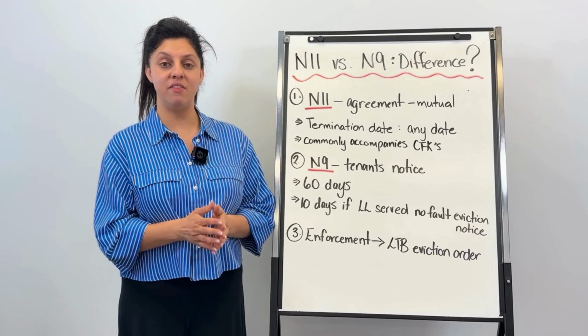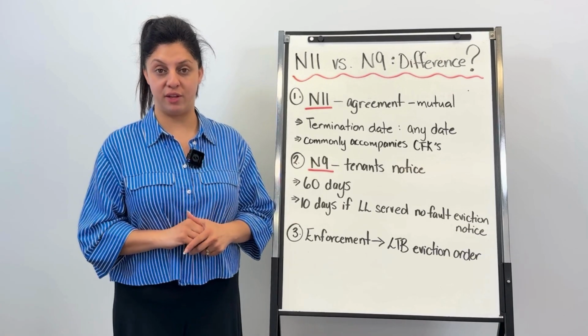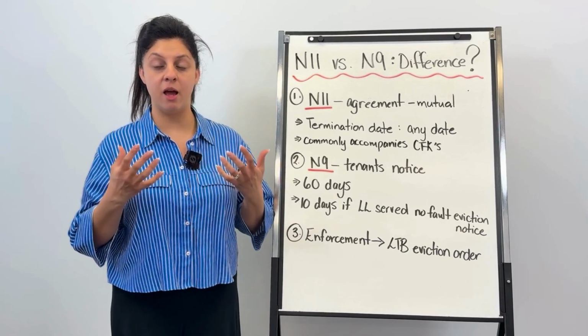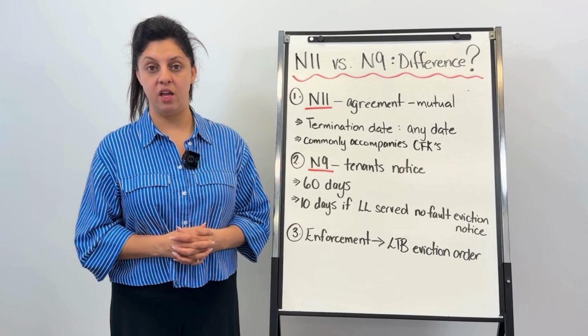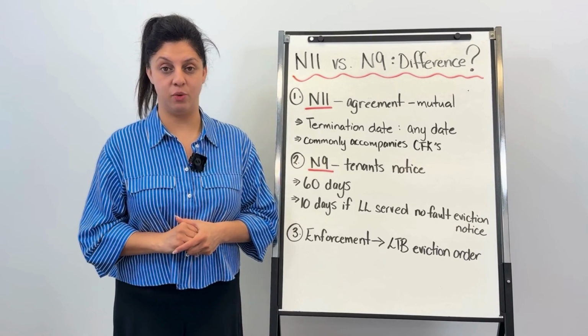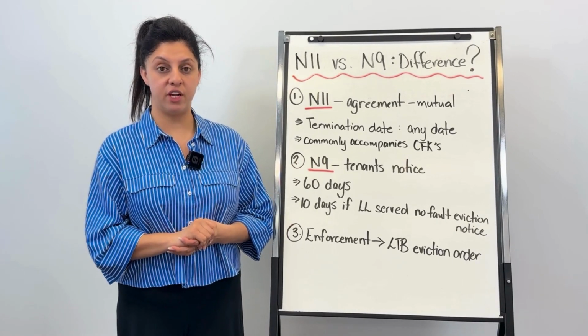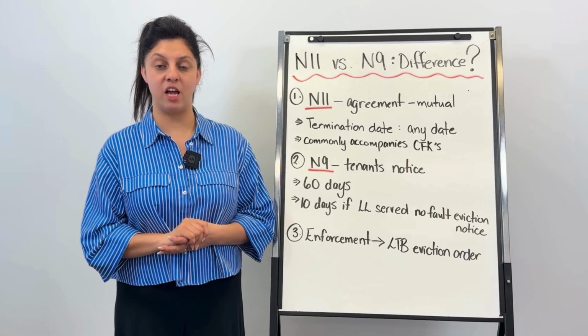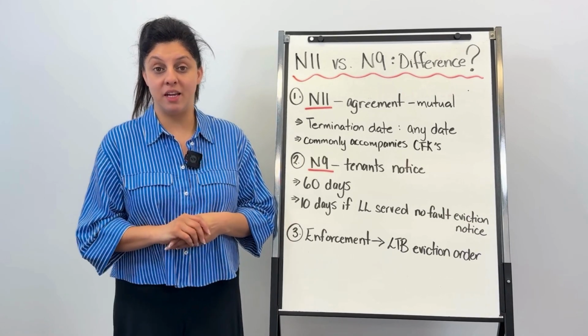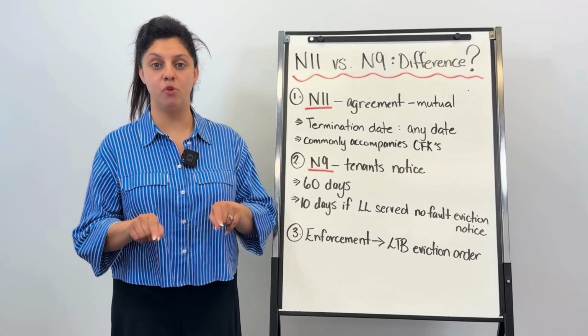So that means even if the parties are in a one-year fixed term lease and they agree to end the tenancy, there's no penalties to the tenant really. An N11 is very common in that it accompanies a cash for keys settlement, because a settlement is also a mutual agreement.